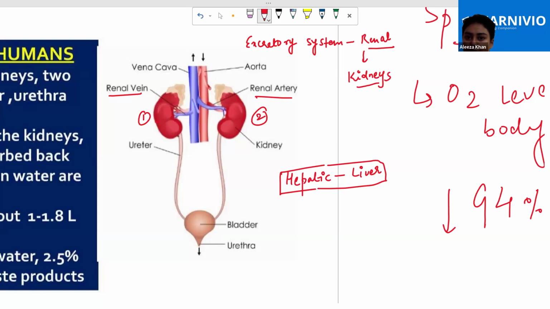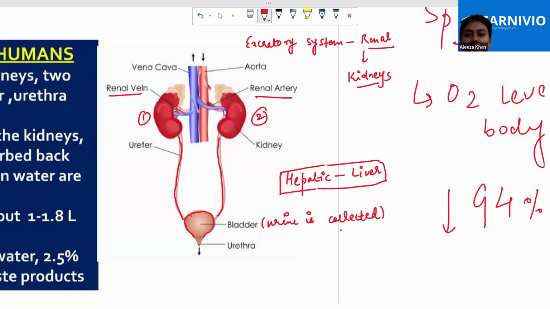Now your kidneys have two long tubes. Let's say this is the left part, this is the right part. So this is the left ureter and this is the right ureter. The ureter is a long tube which connects the kidneys to the bladder. This swollen bag is the bladder, where your urine is collected.